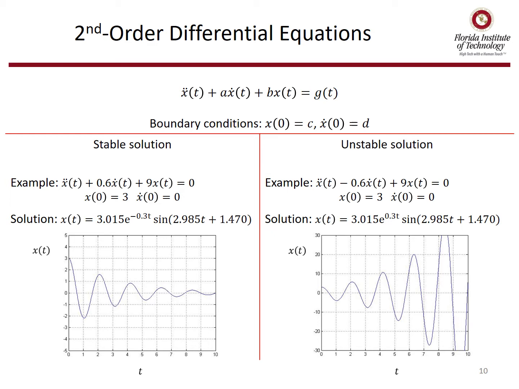We can get a stable solution depending on the coefficients. In this example, x double dot plus 0.6 x dot plus 9x equals 0 shows a stable condition. In other words, it eventually damps out to 0 oscillation. On the right-hand side is an example of an unstable solution. x double dot minus 0.6 times x dot plus 9x equals 0 with some boundary conditions, but we see that this is now an unstable response. With each successive oscillation, it's growing farther and farther from 0 and it goes unstable.